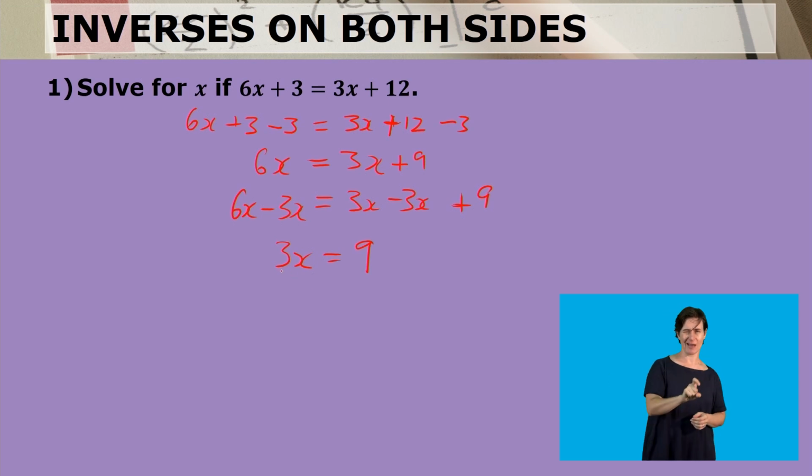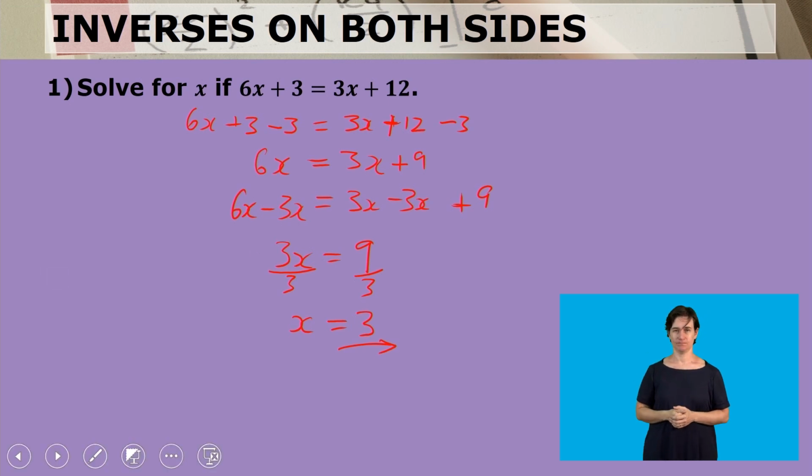And then 3 and x have been multiplied, so the multiplicative inverse of 3 is a third, so we divide by 3 and divide by 3 on the left and on the right of the equal sign of our equation. So 3 divided by 3 is 1, multiplied by x is x, and 9 divided by 3 is 3. So our value of x on both sides of that equation is 3.